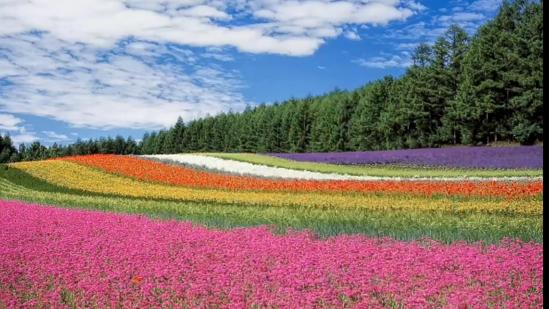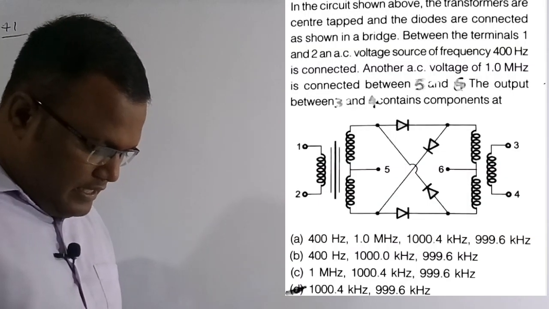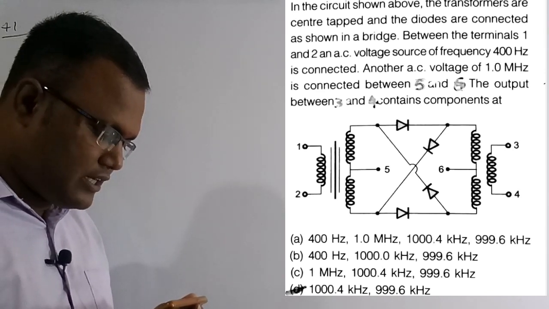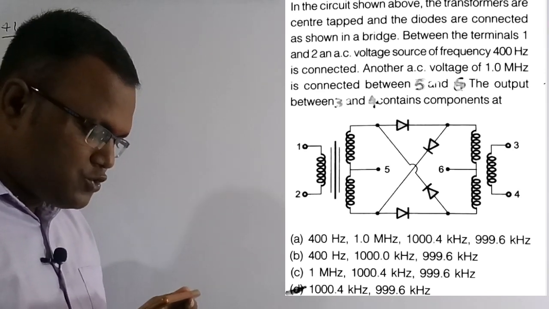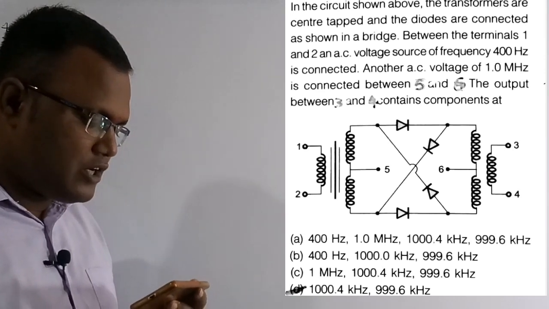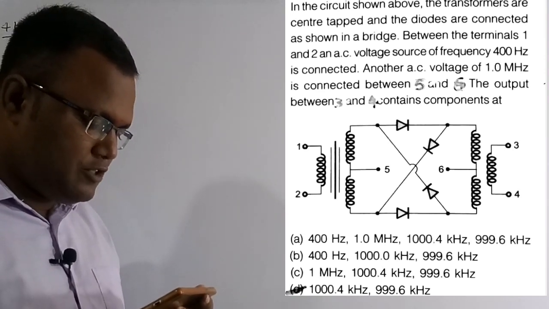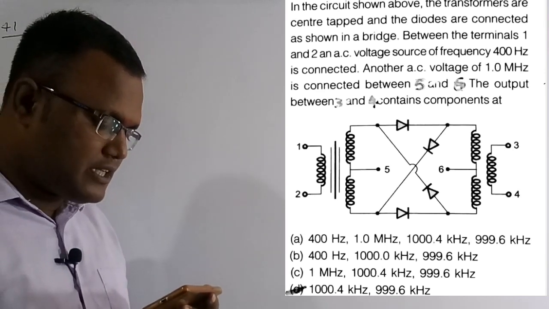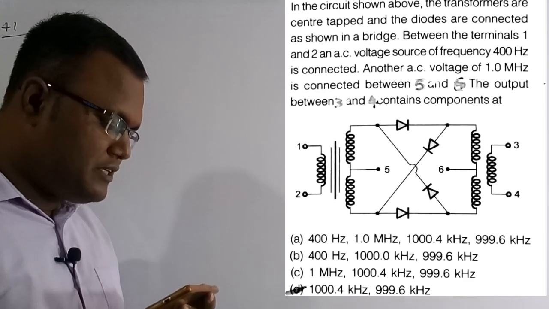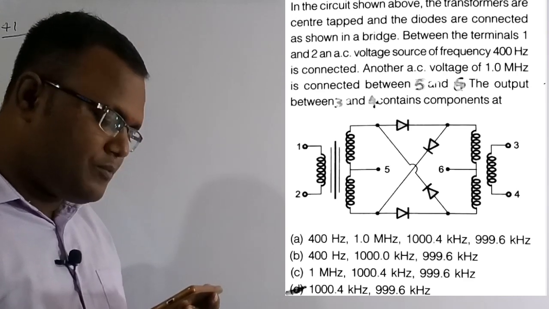So let's get started. Now we are going to solve question 41. See the question here. In the circuit shown below, the transformers are center tapped and the diodes are connected as shown in a bridge. Between terminals 1 and 2, an AC voltage source of frequency 400 Hz is connected, and another AC voltage source of 1 MHz is connected between terminals 5 and 6. The output between 3 and 4 contains components at.